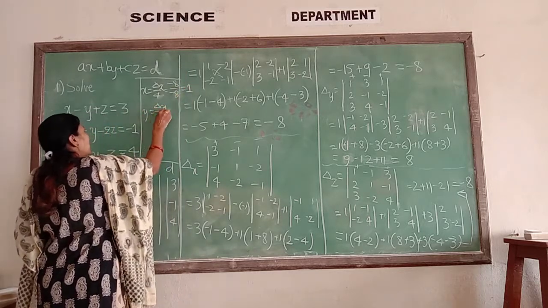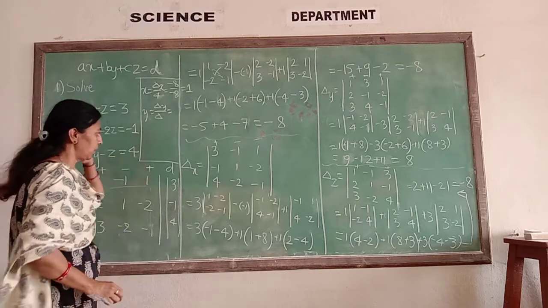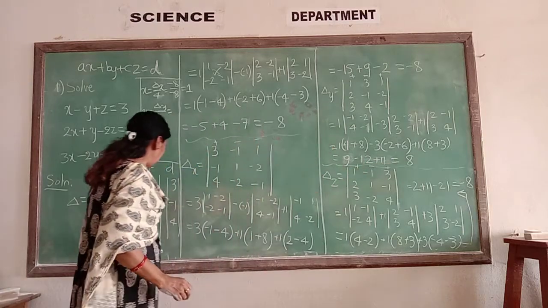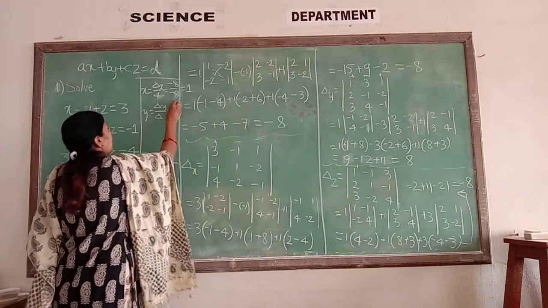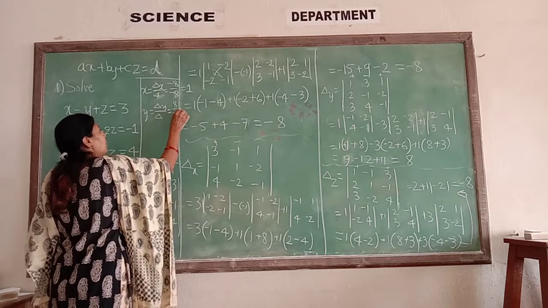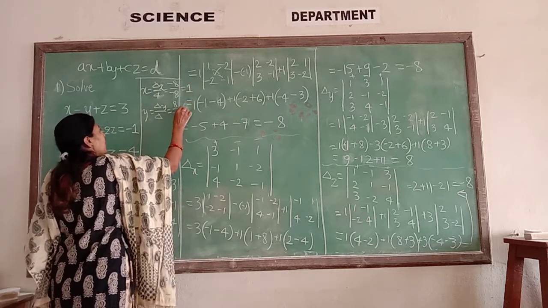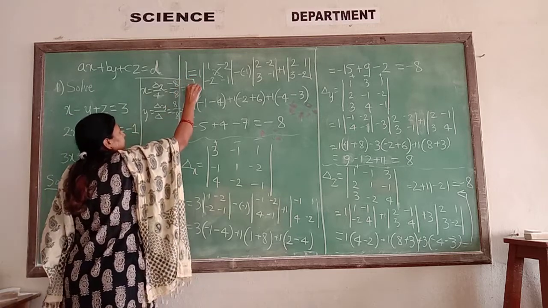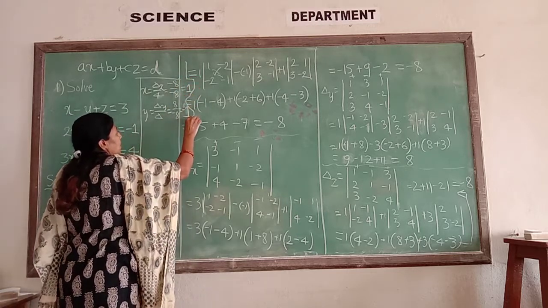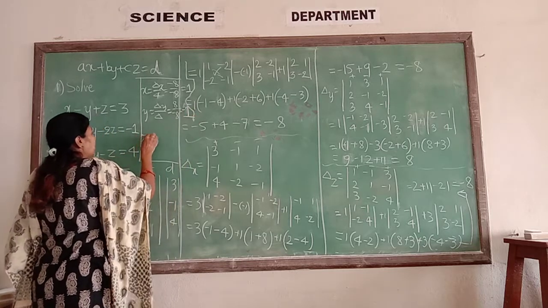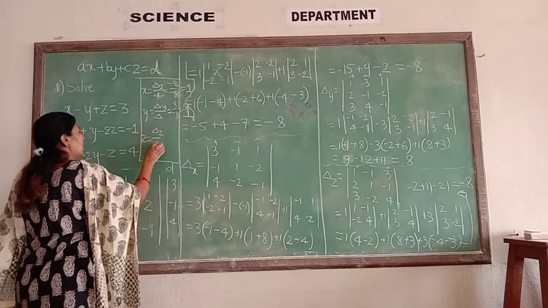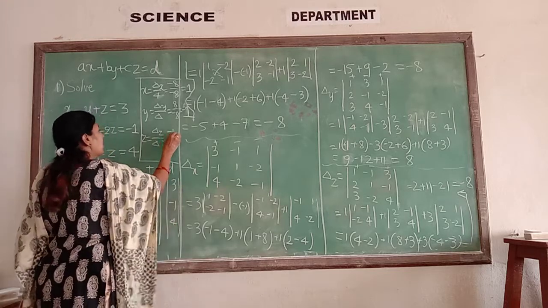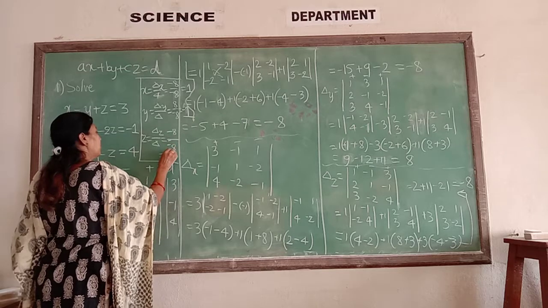Similarly, y value. Delta y upon delta. What is delta y value? Delta y value is 8 and delta value is minus 8. 8 upon minus 8, it is minus 1. Minus 1 is the answer. And z value. Z value is delta z upon delta. Delta z is minus 8. Again minus 8 upon minus 8, it is equals to 1.